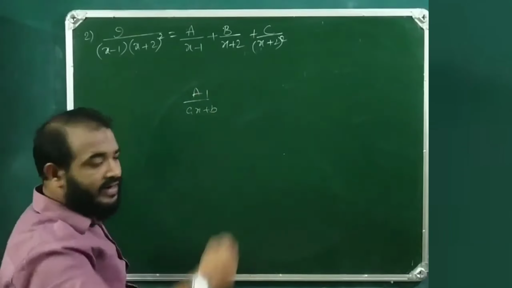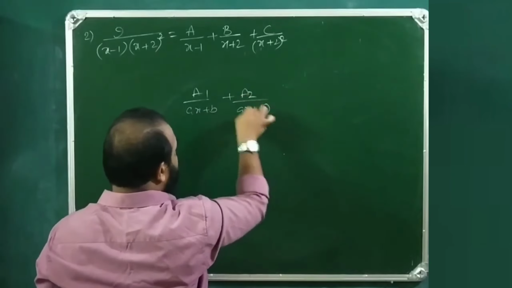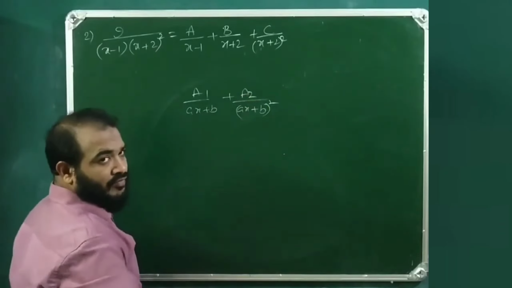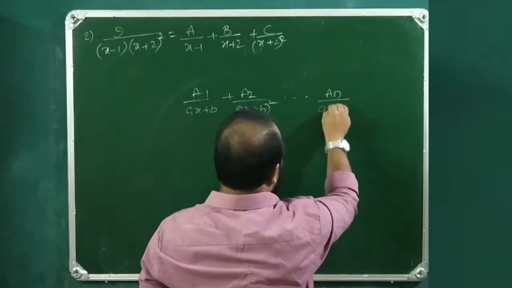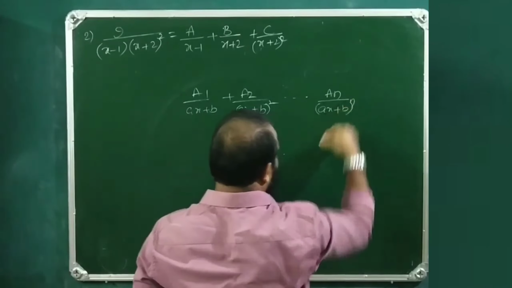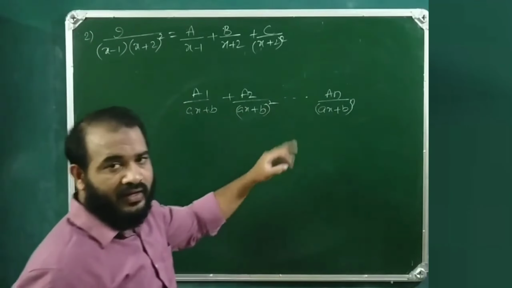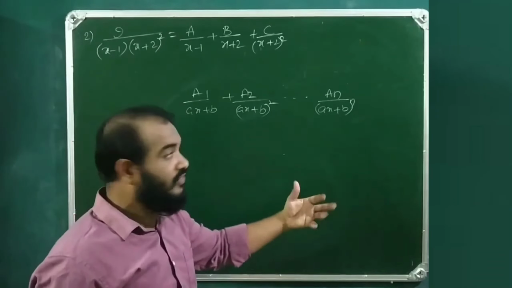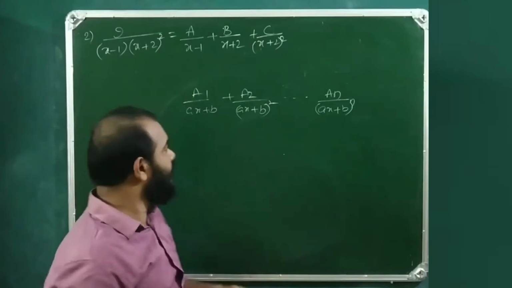If there is another factor, a2 by (ax plus b) whole square, we have n, etc., an by (ax plus b) whole power n. So here, instead of a1, a2, a3, etc., I have taken a, b, c. Since a is already used, I have taken b and c.